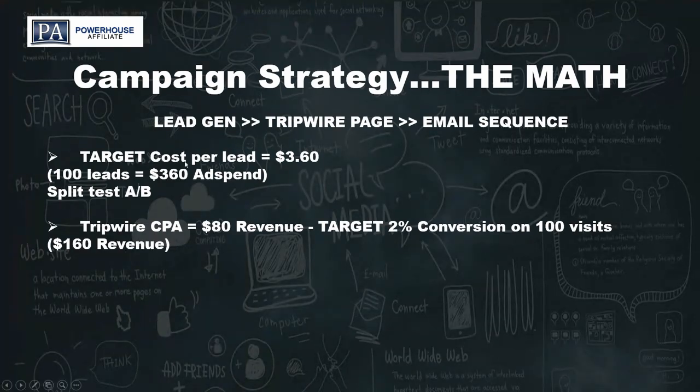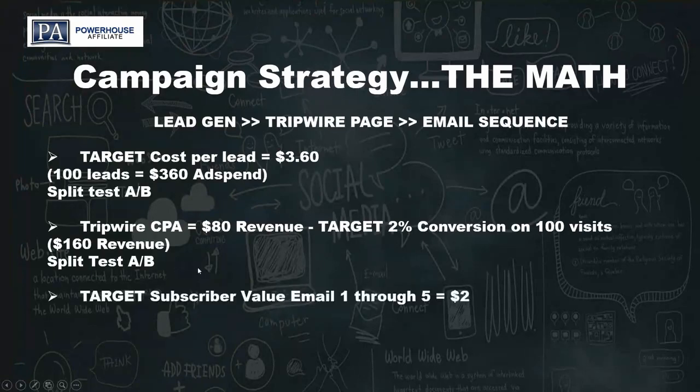So I'm still $200 short of what I've spent, but this is where it gets interesting, okay? So I'm also going to be split testing the tripwire page. So this page and this page I will be split testing, and I have it set up now, and I'll show you. And now what I need to do is set a target subscriber value. So these are the people that are actually in my email sequence, okay? So these same 100 people are now in my email sequence as well.